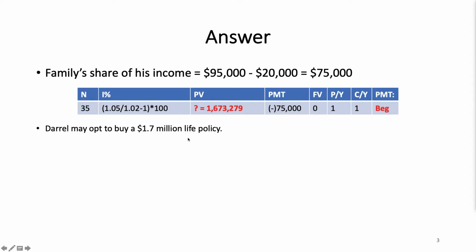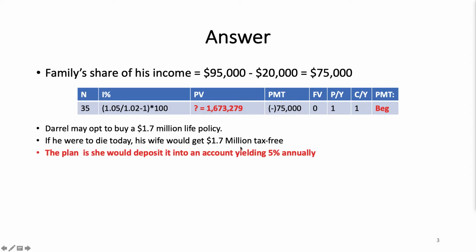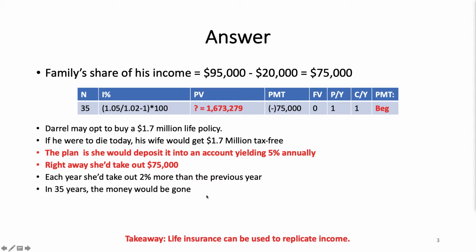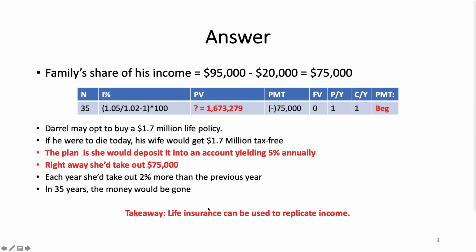He may look at this and opt to buy a policy that would pay his wife $1.7 million given he dies today. If he were to die today, his wife would get $1.7 million. It is tax-free. The plan is she would deposit it into an account yielding 5% annually. Right away, she'd take out $75,000. Each year, she'd take out 2% more than the previous year. In 35 years, the money would be gone. So the takeaway here is life insurance can be used to replicate income.